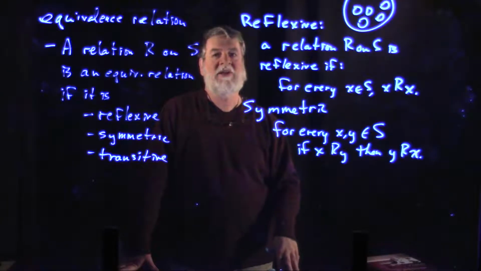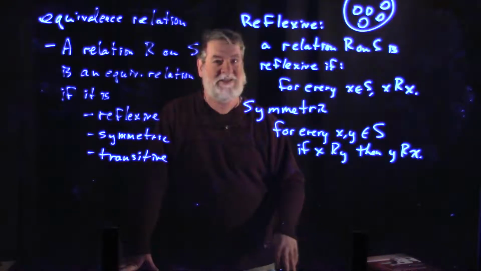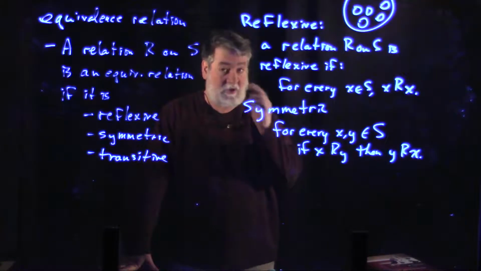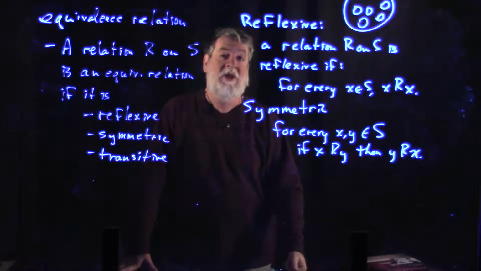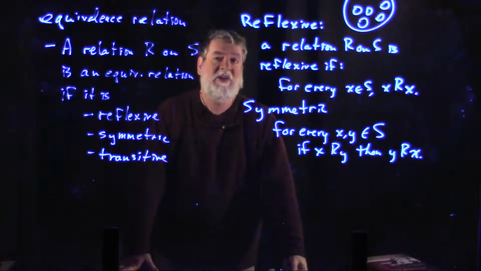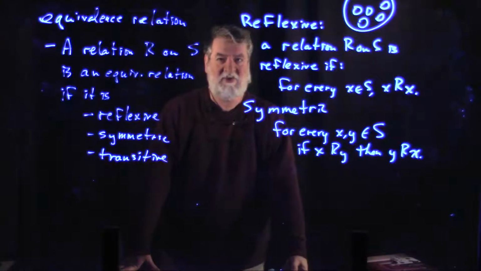Now, not all relations are symmetric. Less than is not a symmetric relation. If 5 is less than 6, that doesn't mean that 6 is less than 5. So symmetry has to do with commutativity. If this relation gives you a kind of commutative relationship, then it's definitely symmetric. Also, not everything has to be related to everything.